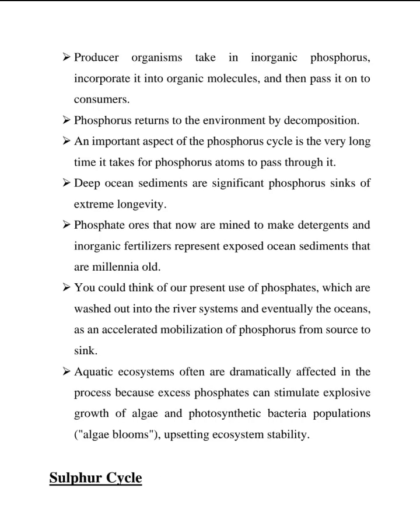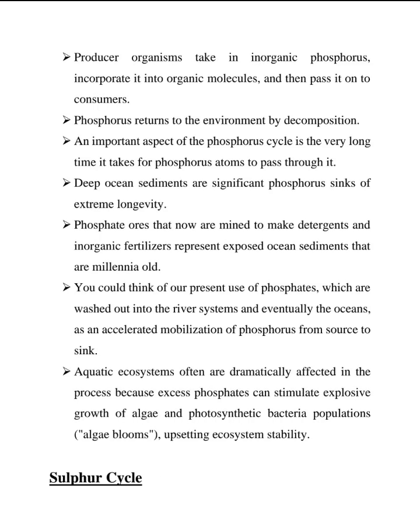Aquatic ecosystems often are dramatically affected in the process because excess phosphates can stimulate explosive growth of algae and photosynthetic bacteria populations, upsetting ecosystem stability.